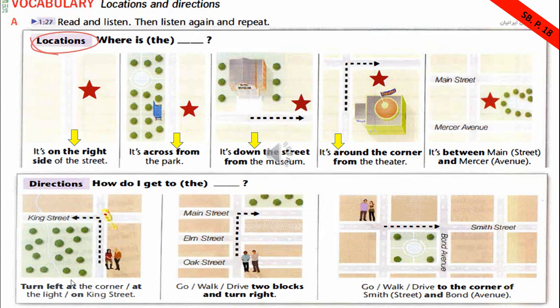Okay? 2 blocks and turn right. 2 blocks. Look, here we have the first block and here we have the second block. Then turn, okay, right.